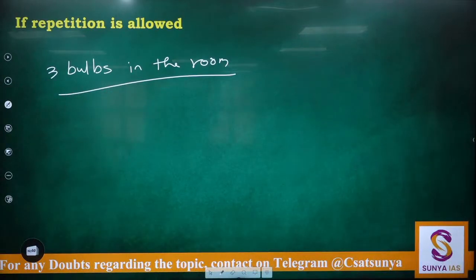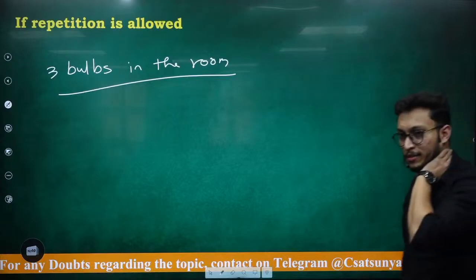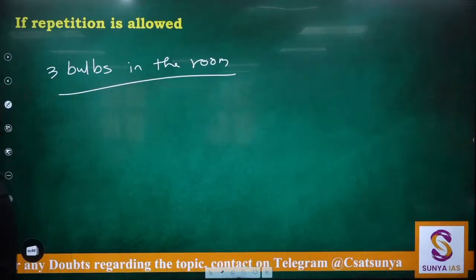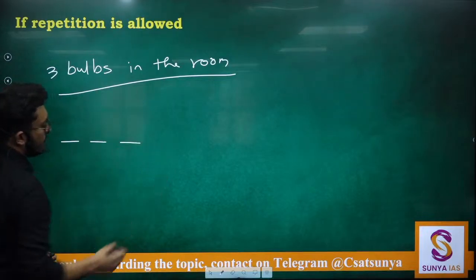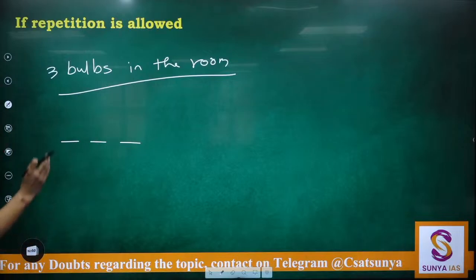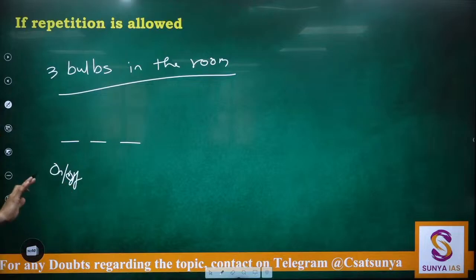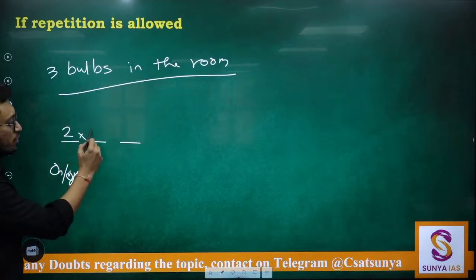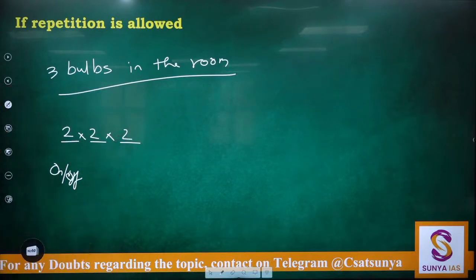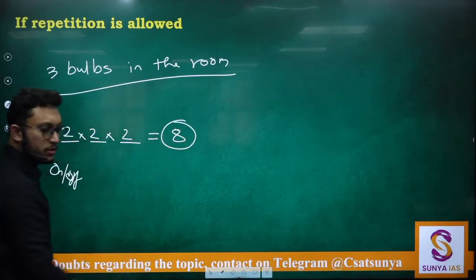सोचो. Seven. There are 3 bulbs in the room. Total possible combinations that I can make. Either this bulb is on or it is off. So total possible combinations I can have is 2 for this, 2 for this, 2 for this. Total possible combinations. There can be 8 possible combinations.